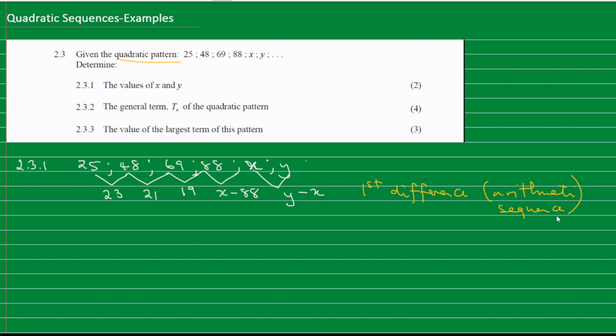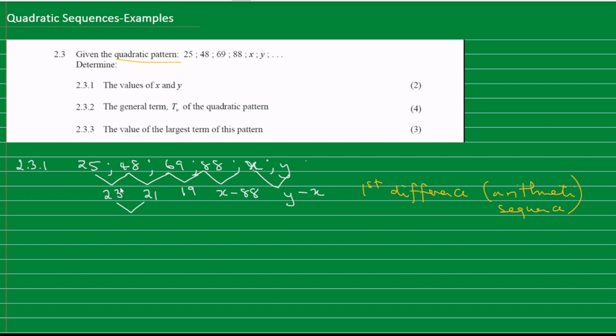An arithmetic sequence means that we are adding a constant term. So if I were to find my x minus 88, I would apply it like this. Now you will find that the difference between this and that is what we have already. If we were to find the second difference here, let's do it like that.